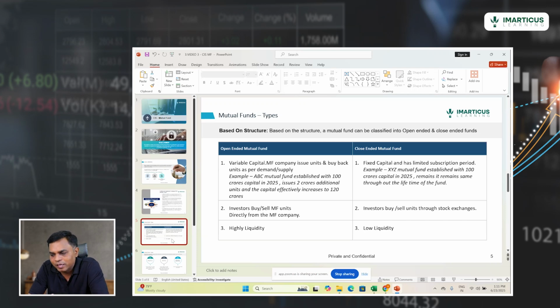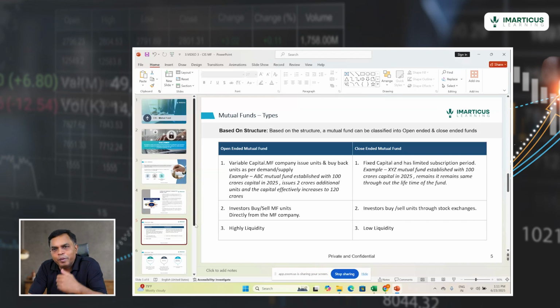The third important thing is liquidity. An open-ended fund is highly liquid due to its variable capital nature, and closed-ended funds have low liquidity. So based on the structure, we can classify mutual funds as open-ended funds and closed-ended funds.